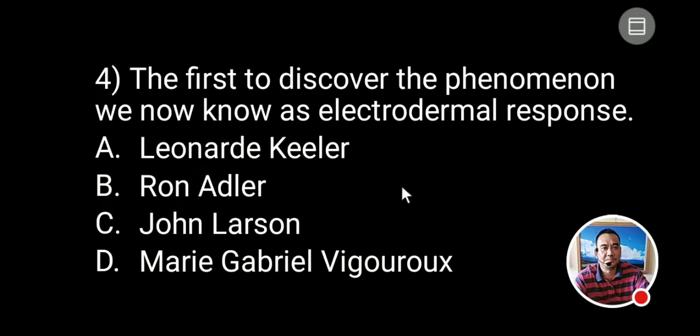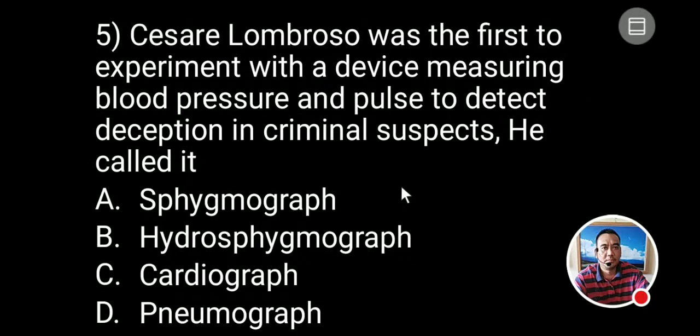Number 5. Cesare Lombroso was the first to experiment with a device measuring blood pressure and pulse to detect deception in criminal suspects. He called it a Sphygmograph. Letter B, Hydrosphygmograph. Letter C, Cardiograph. Or letter D, Pneumograph.